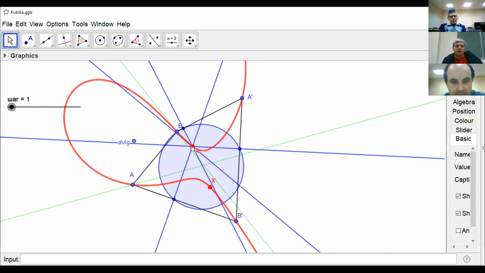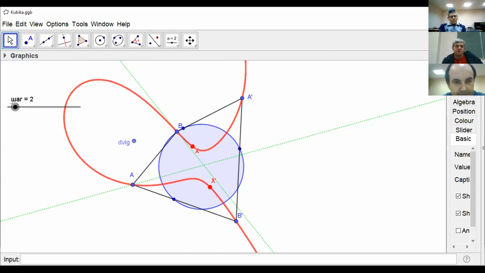In particular, we can project the point X onto the side lines of our quadrilateral, as in this diagram, and see that all the projections lie on a circle. This is one of the descriptions. This is a pedal circle for the point X, and the same pedal circle will be for its isogonal conjugate X prime.